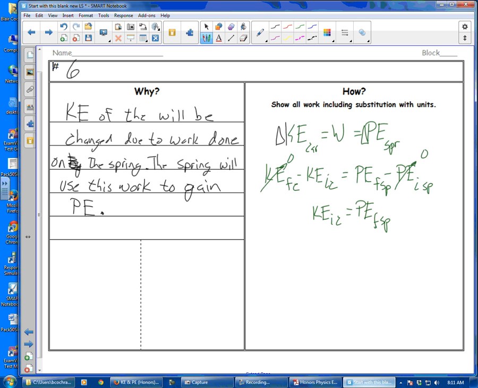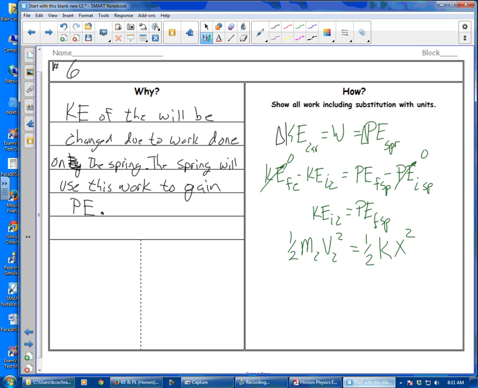So for my kinetic energy, I have 1/2 inertia of the car, speed of the car squared. For the potential energy of the spring, I have 1/2 spring constant, x squared.